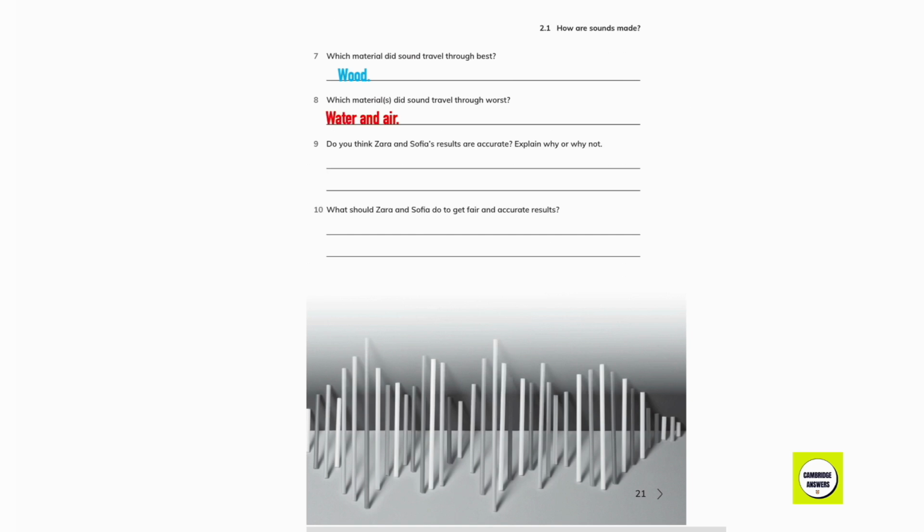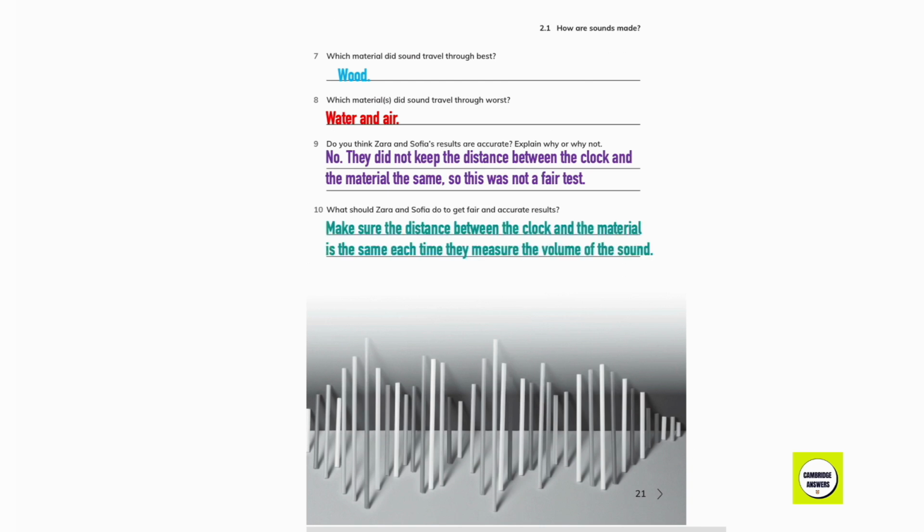Which materials did sound travel through worst? Water and air. Do you think Zara and Sophia's results are accurate? Explain why or why not. No, they did not keep the distance between the clock and the material the same, so this was not a fair test. What should Zara and Sophia do to get a fair and accurate result? Make sure the distance between the clock and the material is the same each time they measure the volume of the sound.